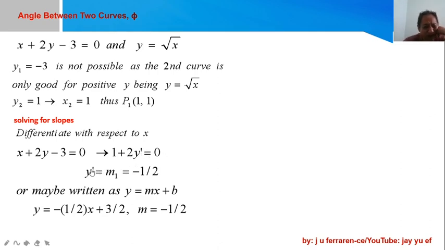So the value of my derivative, which is also represented as m1, is equal to negative 1/2. Another option, as I've said, is to write my equation in y equals mx plus b form, so that the coefficient of x is your m. Rewriting my equation following this form, y is equal to negative 1/2 x plus 3/2. So my m is equal to negative 1/2, the coefficient of x.